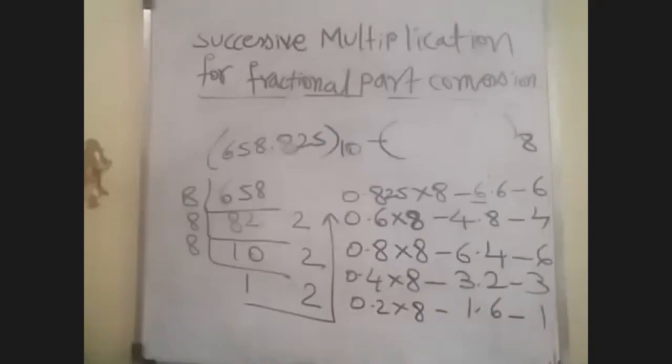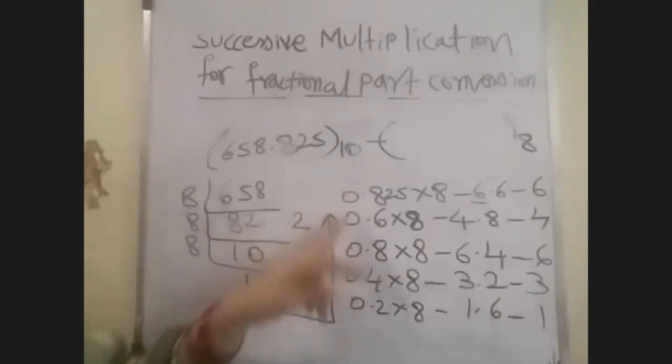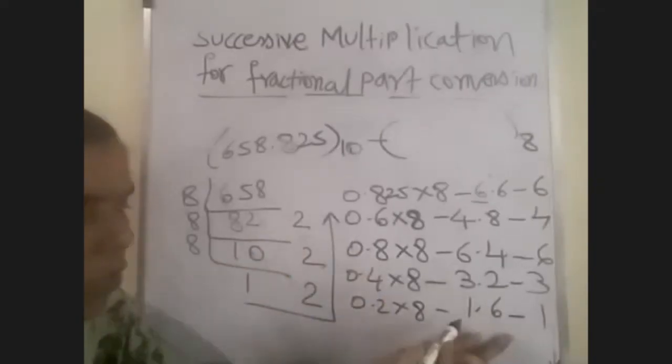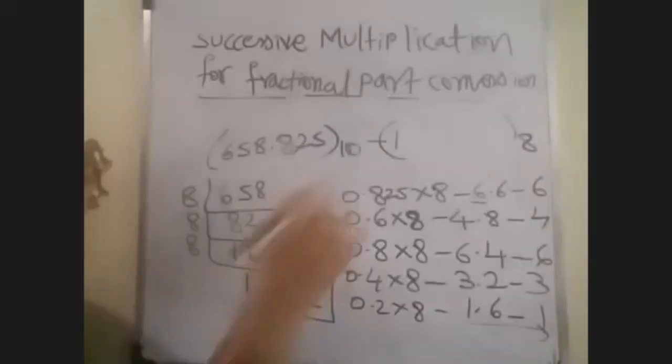3.2. So here again 0.6, so that value is repeated now. We will stop the procedure here. At 5 steps we didn't get the fractional part as 0. This value is repeated now, 0.6 into 8. So at this step, we will stop the procedure. 658 is nothing but 1222.